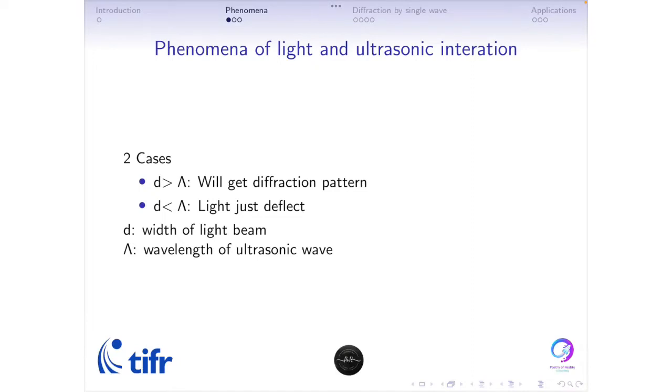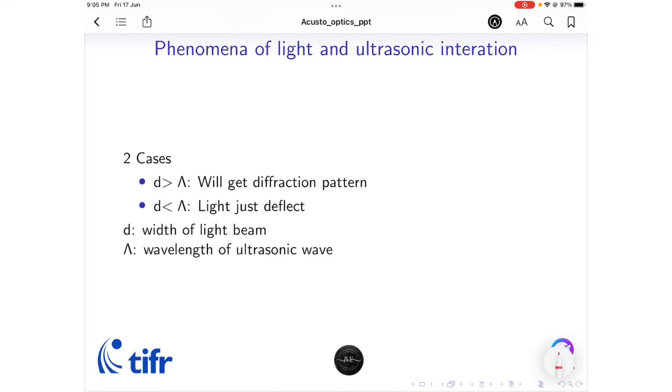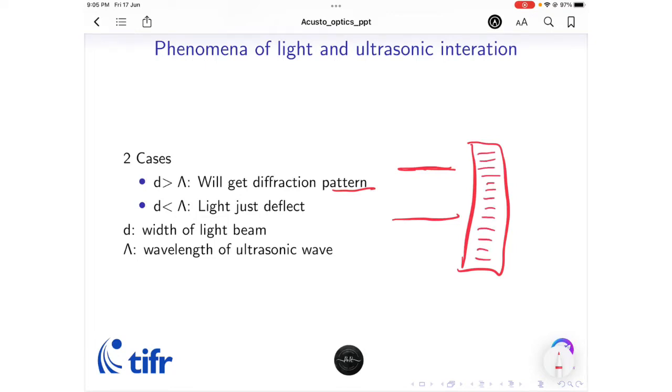Basically there are two phenomena, two cases. One is d greater than lambda. Here d means the light beam size, and suppose this is the crystal and this is the light beam. If the wavelength of the sound is less than the optical beam size, then it will look like a grating. Then this will get diffracted.